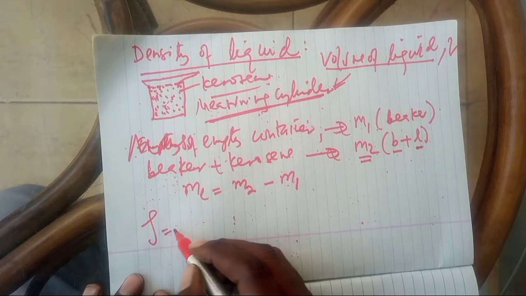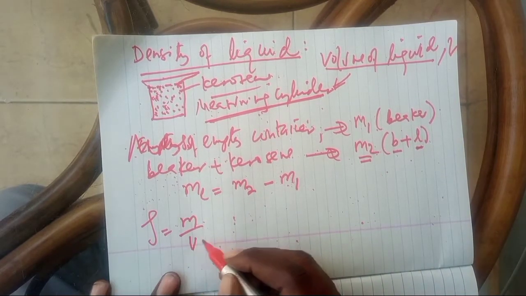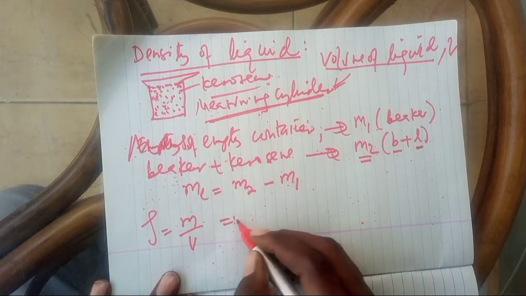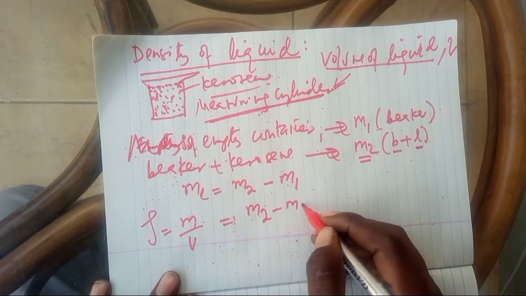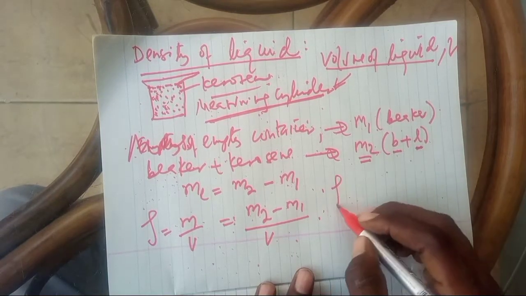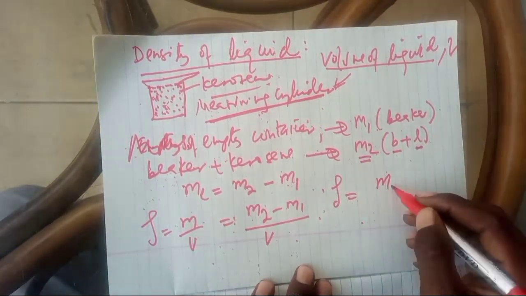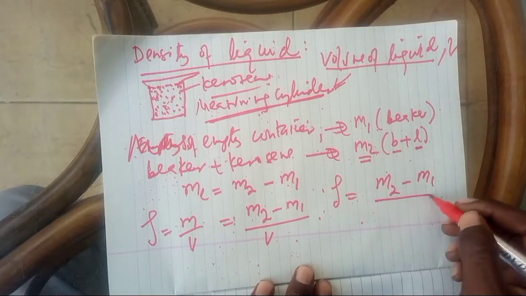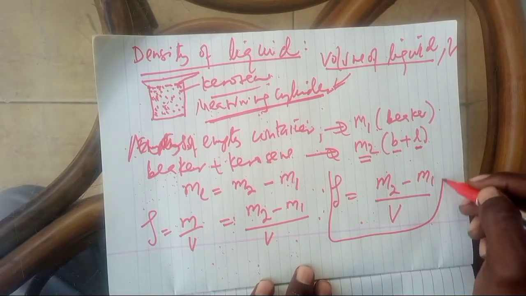Then density is equal now to mass over volume. But remember, mass of the liquid is M2 minus M1, over volume. And therefore, we come to conclude that density of liquid is equal now to M2 minus M1 over volume. This is how now we can determine it.